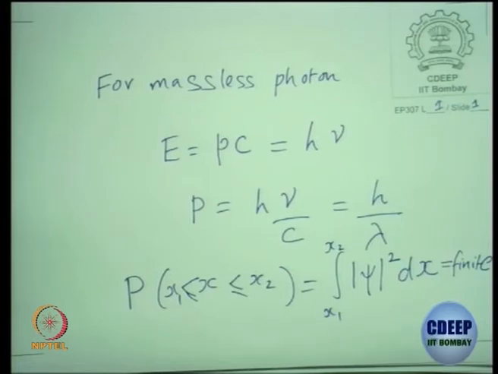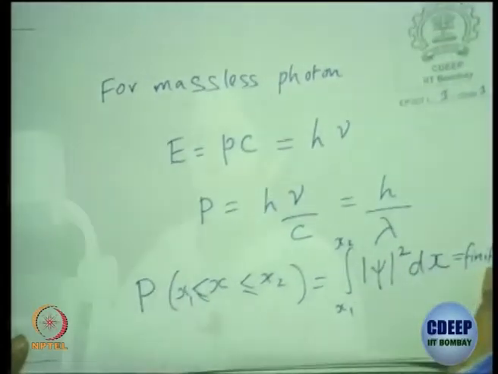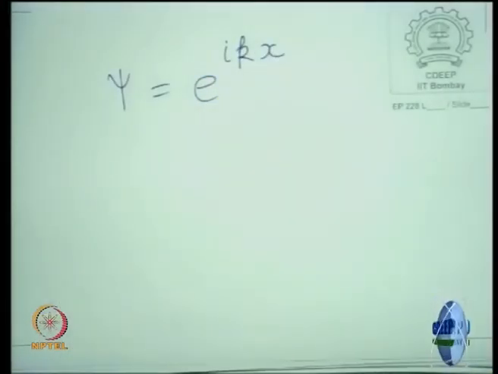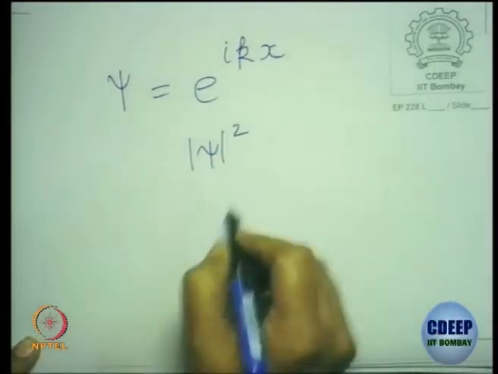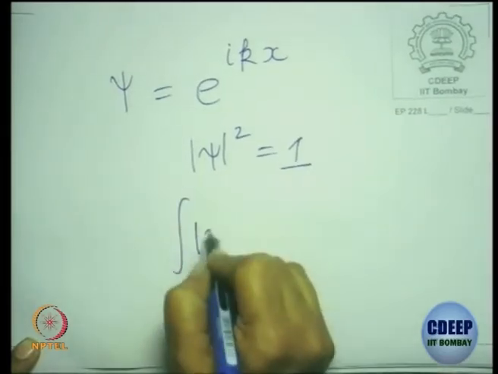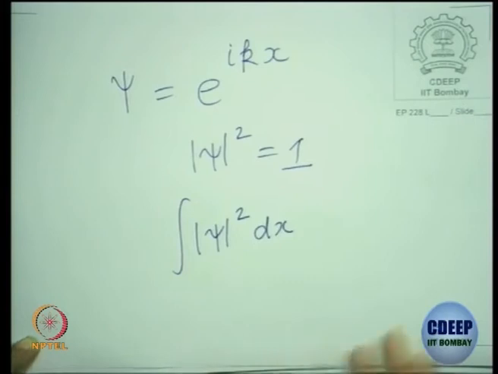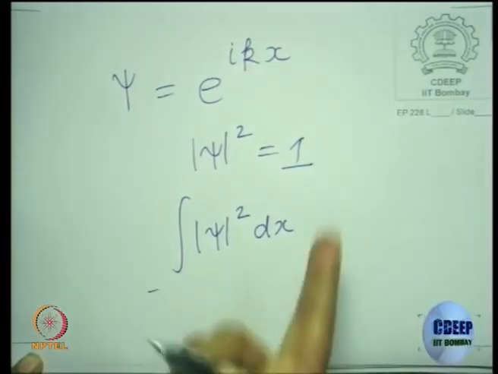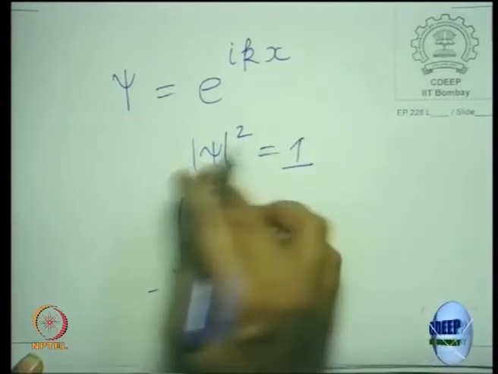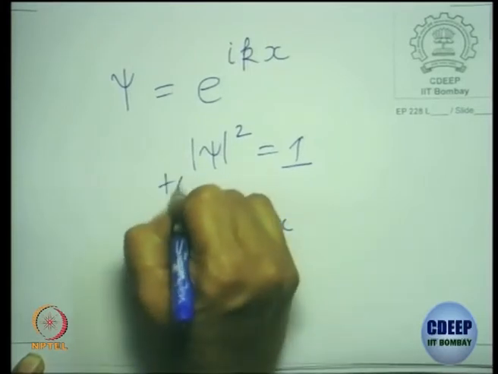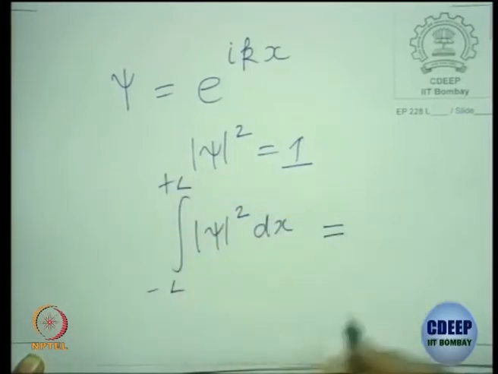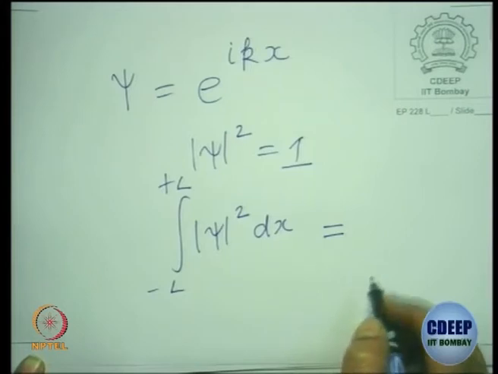We'll come back to that. The question is that suppose you have a wave function which is e to the i kx. The claim is that when I do the probability, mod psi squared is 1, and the integral of mod psi squared dx, if you go from minus infinity to plus infinity, will be infinity. But what you will do is put it from minus L to plus L or something. What will that be? It will be 2L, right?